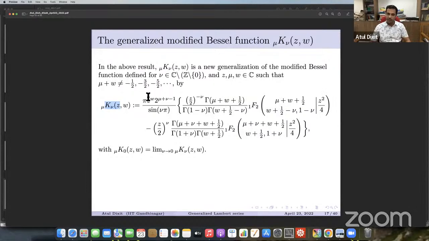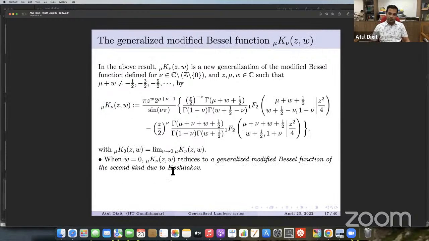There are some restrictions that one has to look at. And when w is 0, it reduces to a certain generalization of modified Bessel functions, which was given by Koshlyakov. And when we put mu equal to minus nu, then we get the K Bessel function again, essentially this times the K Bessel function.